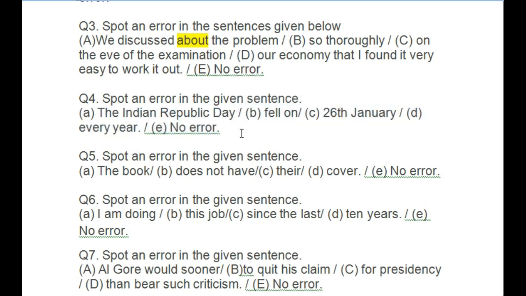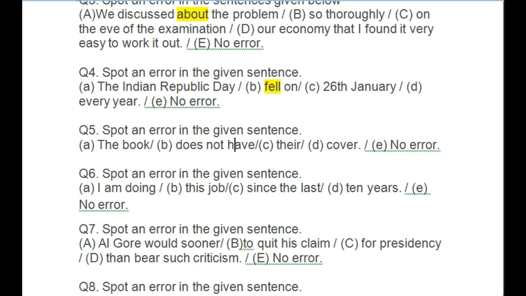So if we have to write this sentence in simple present tense, this fell is not the right form of the verb. Correct? So what should be written here is the first form of the verb in simple present tense, according to the subject, the Indian Republic Day, it falls. Correct? The s or es form of the verb with a singular subject. I'm sure you know this fact.